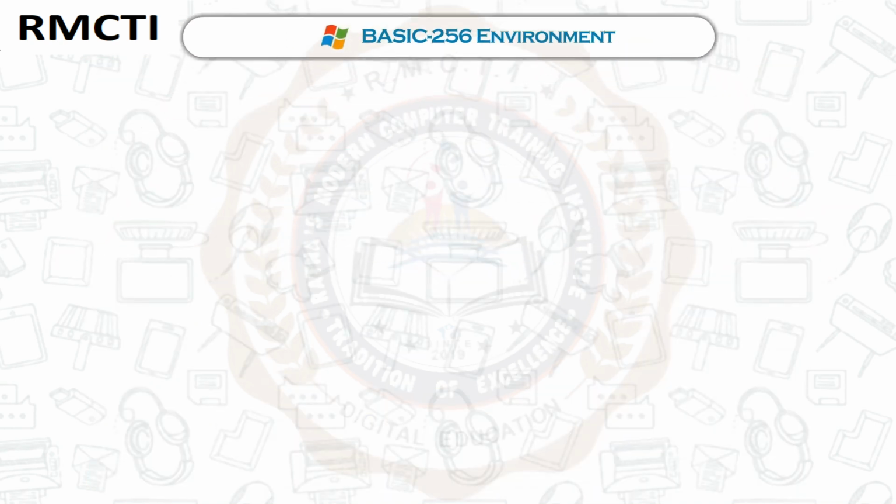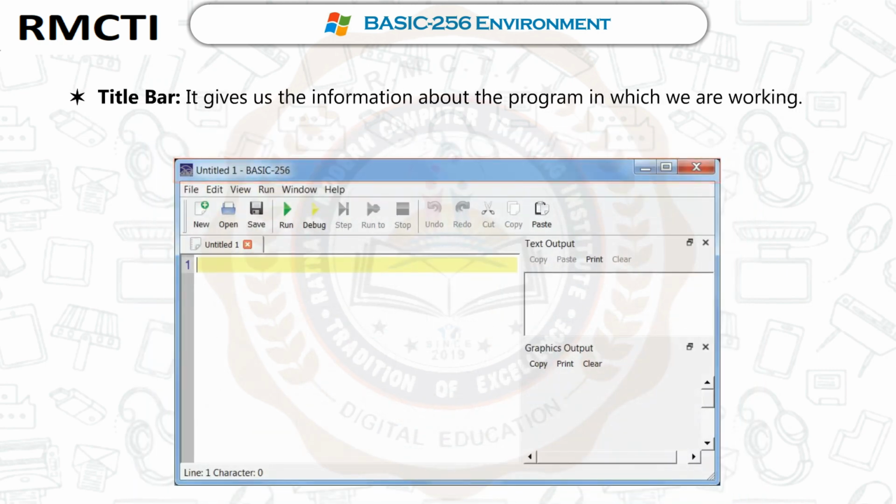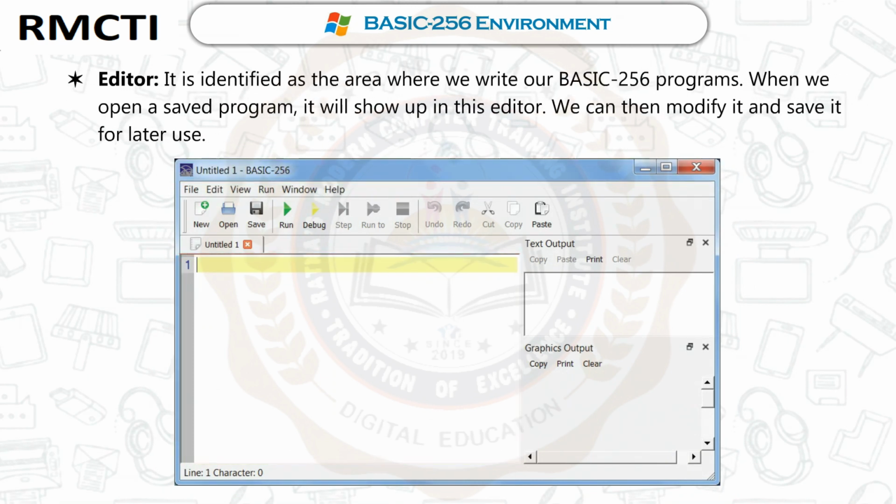BASIC-256 Environment. BASIC-256 provides you a simple yet powerful development environment. Let's learn about the BASIC-256 environment. Title bar. It gives us the information about the program in which we are working. Editor. It is identified as the area where we write our BASIC-256 programs. When we open a saved program, it will show up in this editor. We can then modify it and save it for later use.